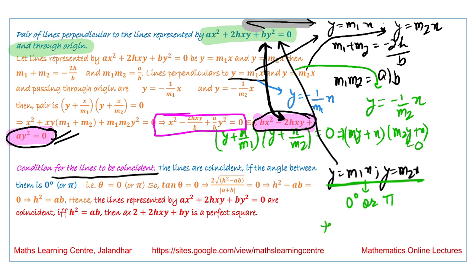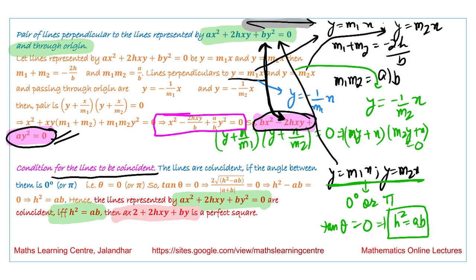It means that tan theta should be equal to 0, and this implies that h square should be equal to ab. So we are saying that the lines represented by ax square plus 2hxy plus by square is equal to 0 are coincident if and only if h square is equal to ab. That is, this equation ax square plus 2hxy plus by square is a perfect square.